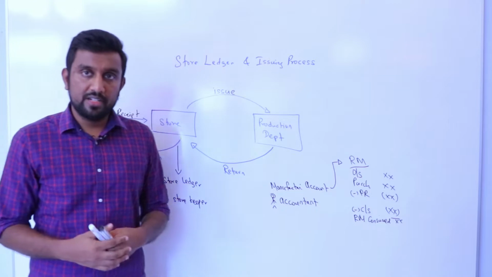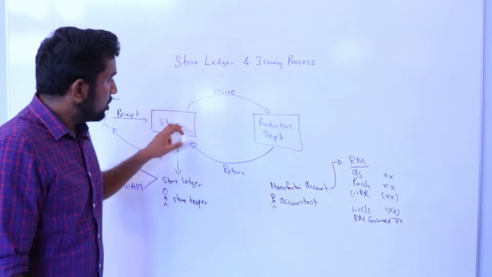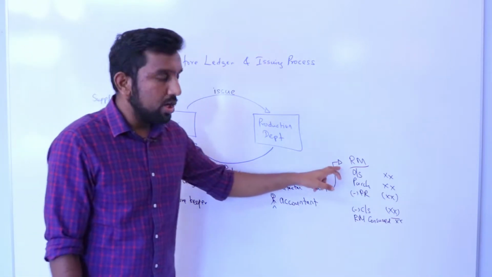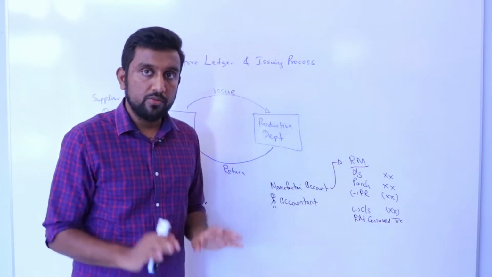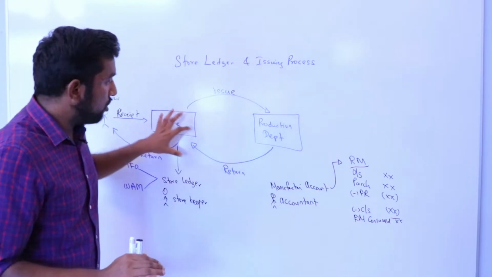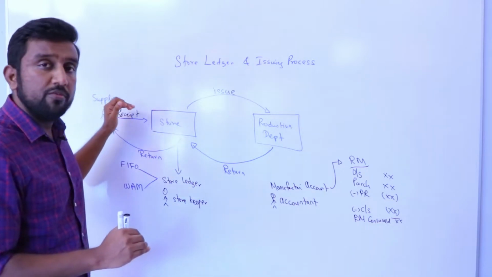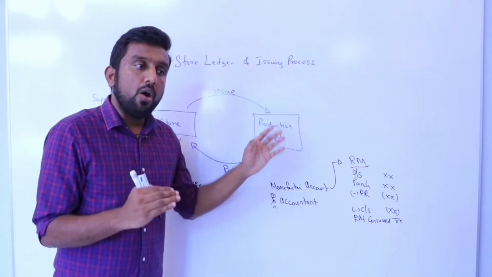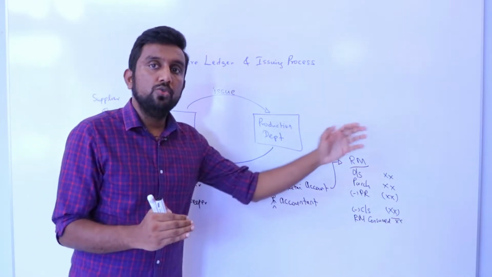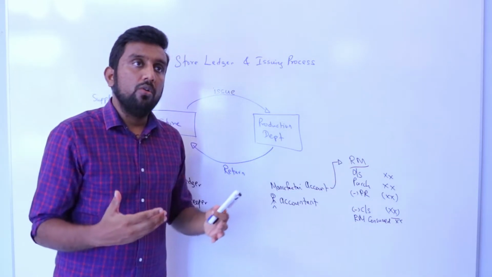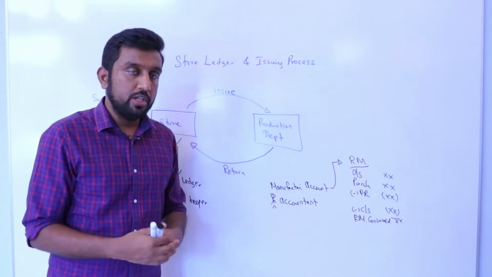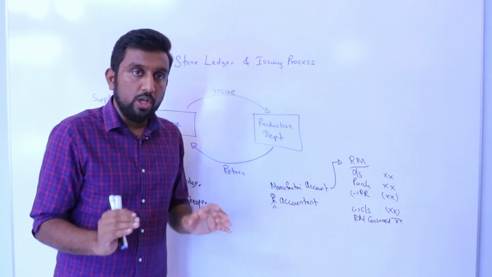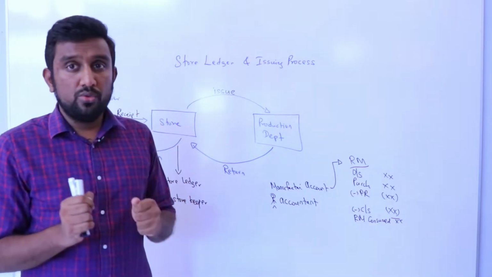Now you should understand that the store should have some stock. At the same time, the production department also will have some stock. The store will have stock received from the supplier, then issues it to the production department. Out of that stock, some will be used for manufacturing and the remaining will stay there. So they also will have stock.